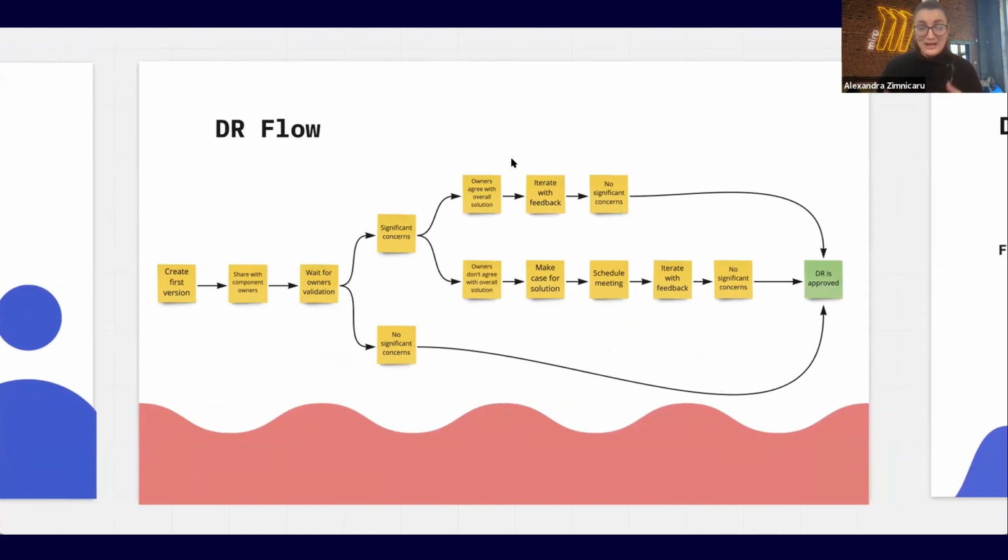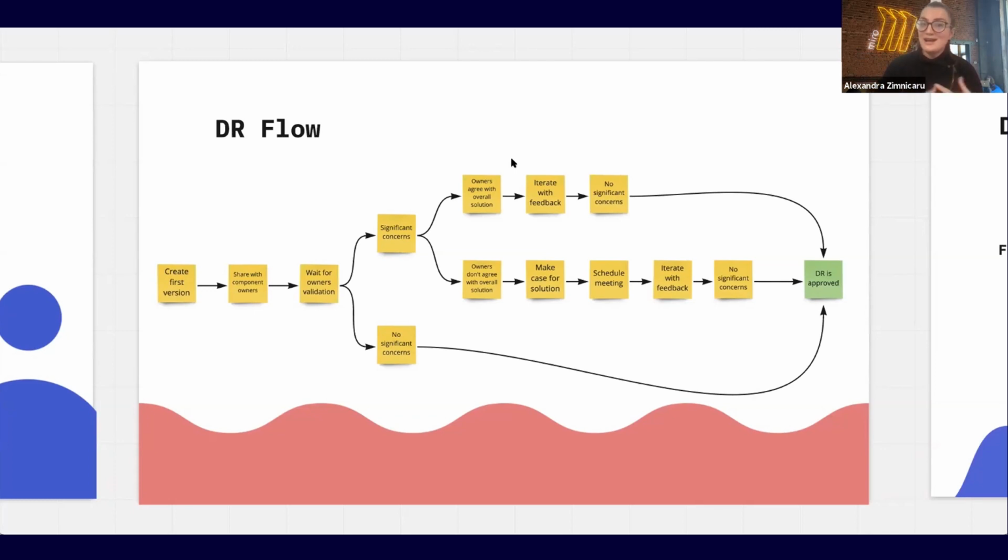So in practice, this process of getting all the approvals looks a bit like this. We create a first version that we share with component owners, and we wait for their validation. And two things can happen here. First, we have the happy path where no significant concerns are raised and the DR is approved. And the word significant is important here because we try not to focus on too many implementation details at this stage. They can also be addressed later in PRs.